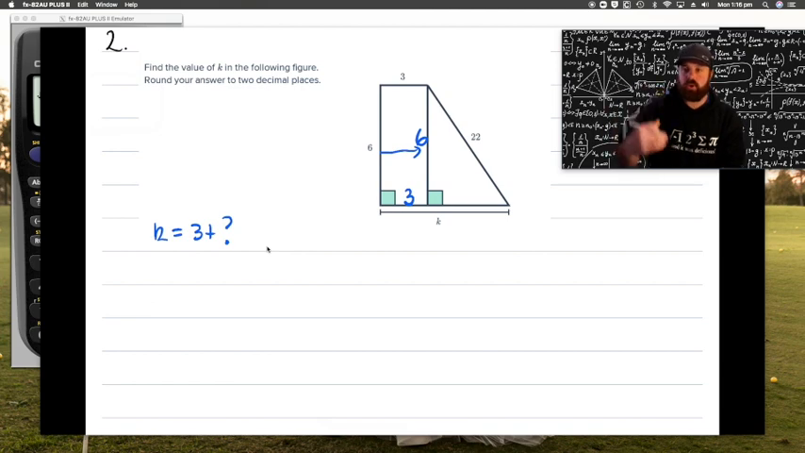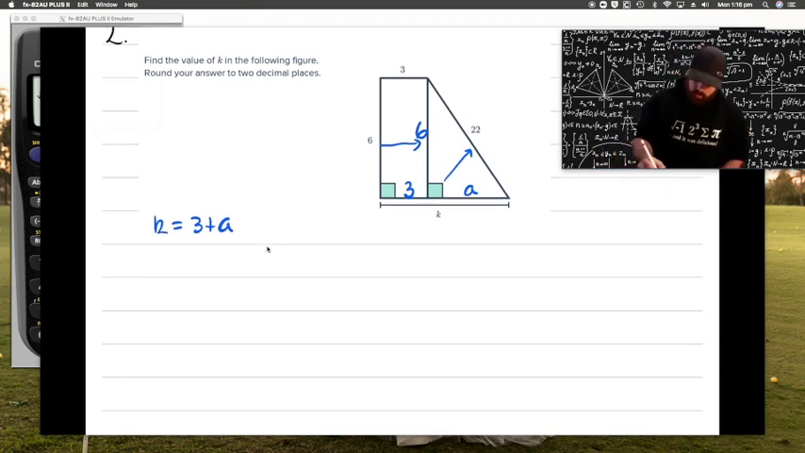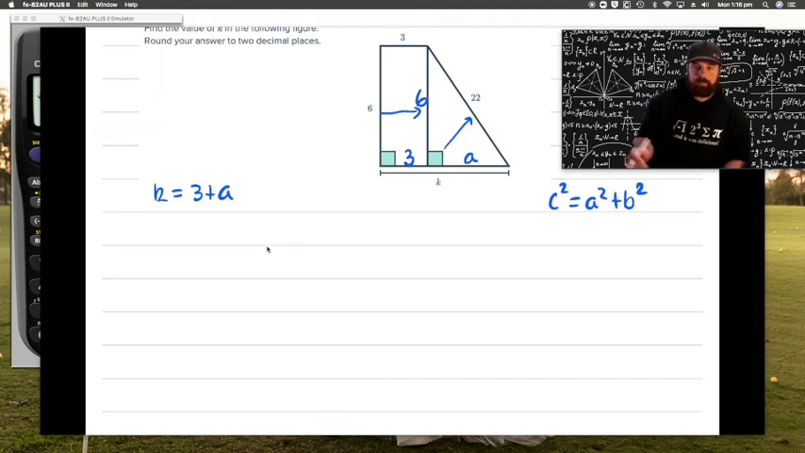Well, that's 6. I know it can come across here. So my right angle triangle is 6 tall. The hypotenuse, which is the side opposite the right angle, is 22. So what we are left to find is A. So I know that K is just going to be 3 plus whatever the value of A is. Right, so remembering C squared equals A squared plus B squared, let's go through and answer this question.